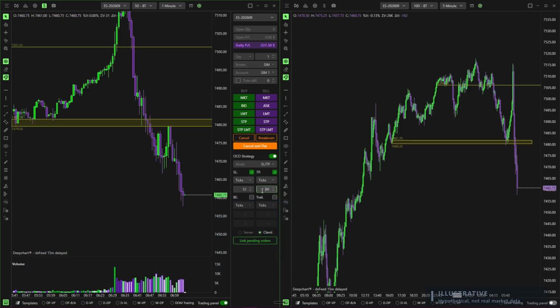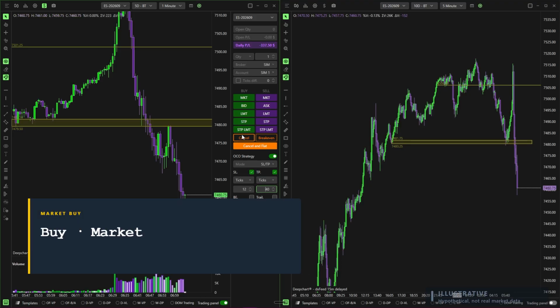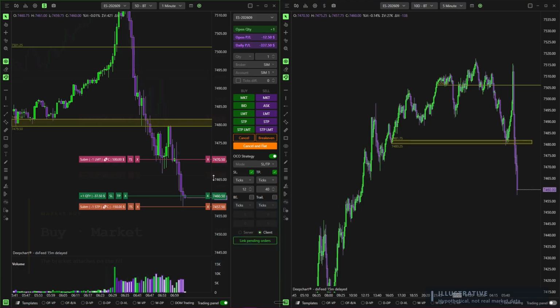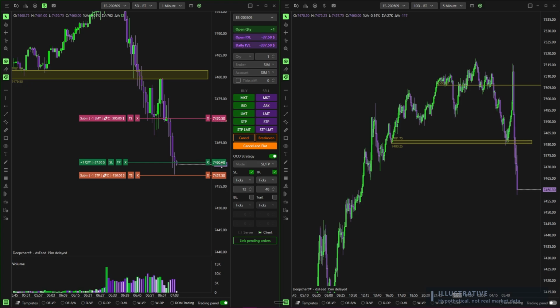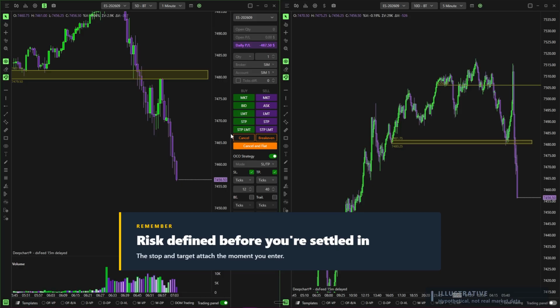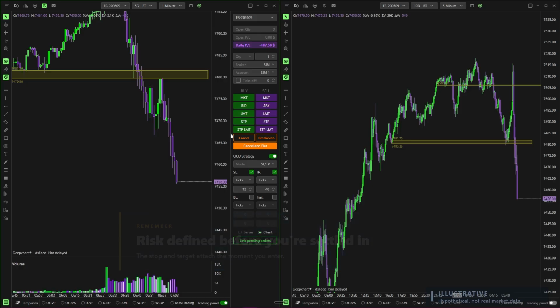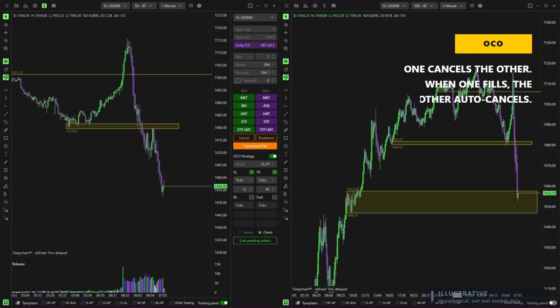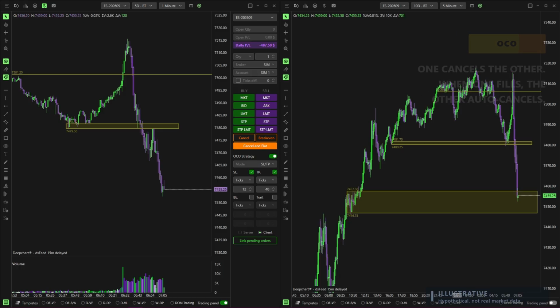Now, the second I place an entry, watch what happens. If I want to buy market here, we are in the market at 74.60 half. We have a stop loss that's automatically placed at 74.57 half and a take profit at 74.70 half. So before I'm even settled into the trade, my risk was defined and my exit was already planned. Now, obviously, we would do a little bit more research and develop a hypothesis, but that is how OCO brackets work.